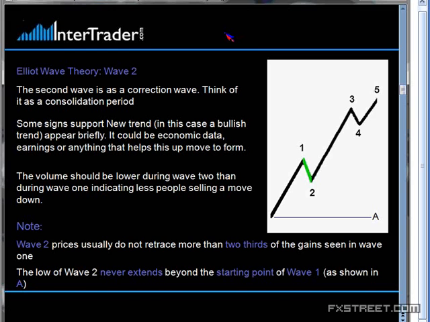So again, the volume should be lower during wave 2 than wave 1, indicating fewer people are selling into the move down. We have to note the wave 2 prices usually do not retrace more than 2/3 of the gain seen in wave 1. So again, going back to our 80% of the time, markets will retrace 50% of the time. But when we're looking for these wave formations to be valid, we shouldn't be seeing large retracements of the actual wave.